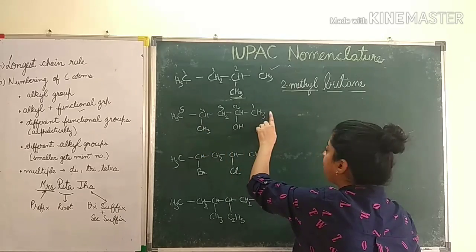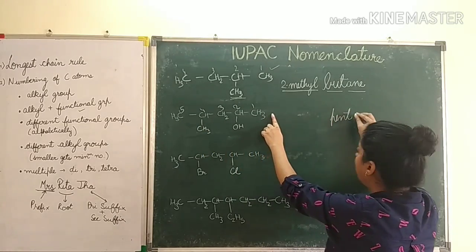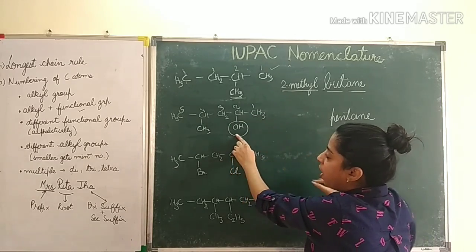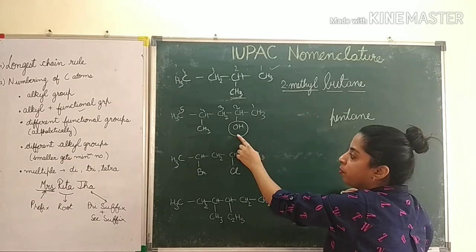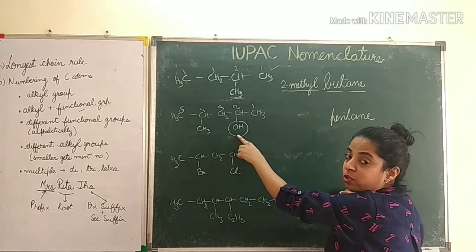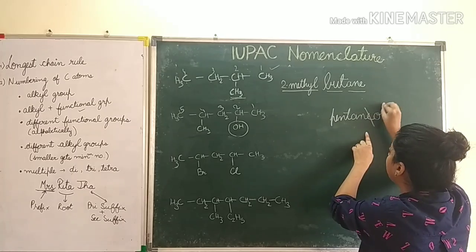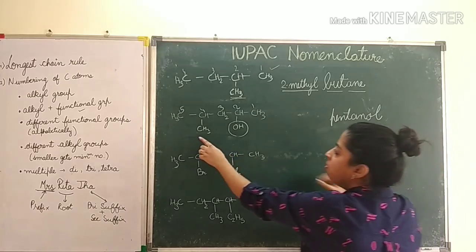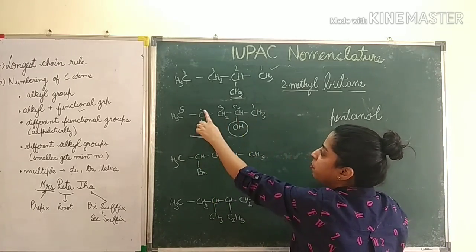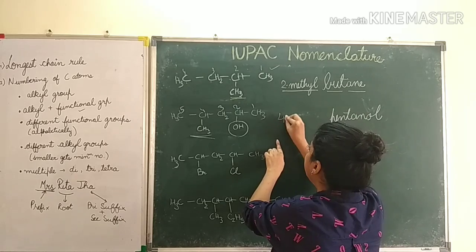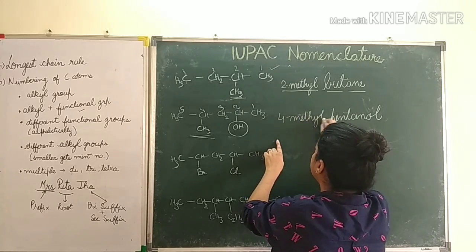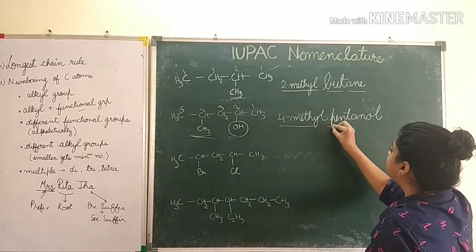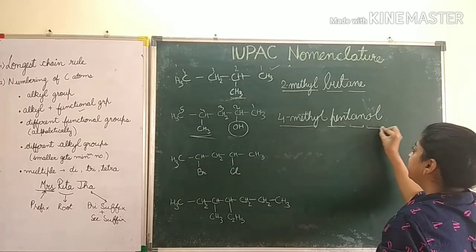Now while naming, this is 5. So pent, single bond, so ane. Now in the suffix, this is a functional group. OH is the functional group of alcohol. So for alcohol, what suffix do we use? OL. So we will cut this E and write OL. So this becomes pentanol. Now the prefix. On the 4th position we have a methyl group. So we will write 4-methyl here. So 4-methyl pentanol. This is the prefix, this is the root, this is the primary suffix, this is the secondary suffix.